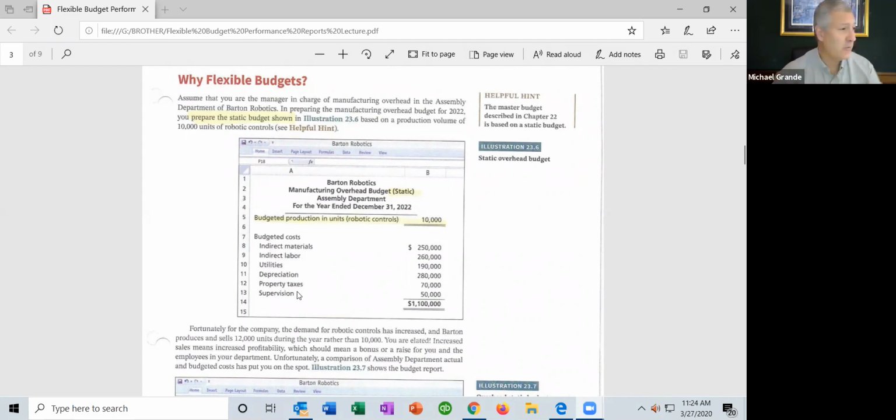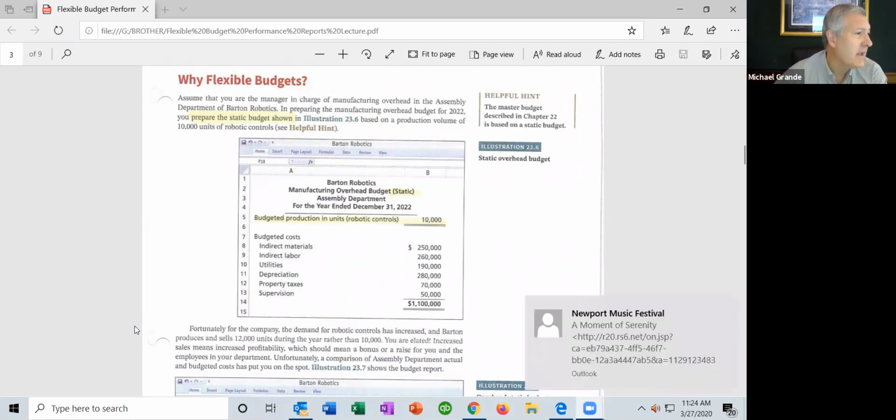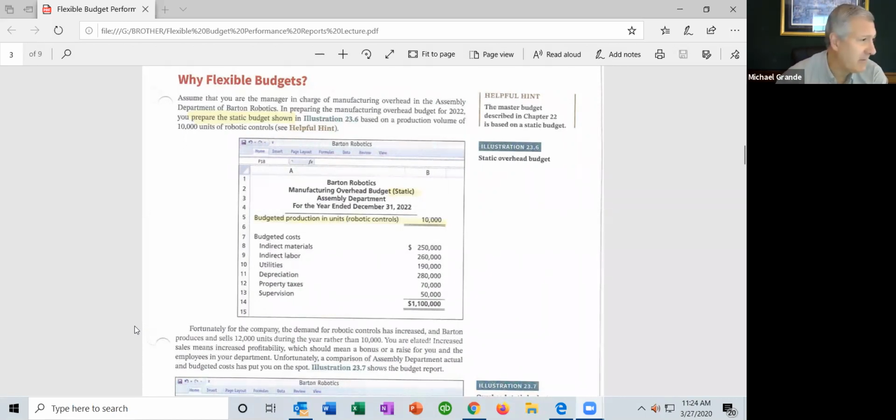Now, some of those costs, as you well know, this is manufacturing overhead, and manufacturing overhead tends to be a mixed cost. What does that mean? It has both a variable and a fixed component to it. Based upon what you've learned so far this semester, you can probably figure out by looking at that list of budgeted costs which ones are variable and which ones are fixed. Indirect materials, variable. Indirect labor, variable. Utilities, variable. Depreciation, fixed. Property taxes and supervision, also fixed.